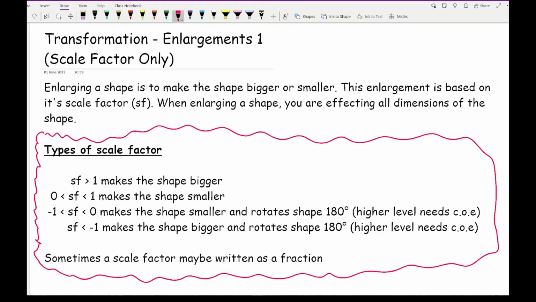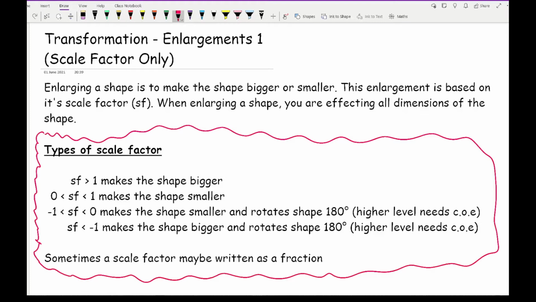Now this is where it starts going to high level enlargements, which I'll cover in more detail in another enlargement video. When your scale factor is a number between -1 and 0, then not only are you going to be making the shape smaller because the scale factor is between 0 and 1, but the negative means that you're also going to rotate that shape 180 degrees, which links in with rotation. But again, this only really applies at high level, and also when you've got a center of enlargement, which is what the COE stands for, which again I'll cover in the next video.